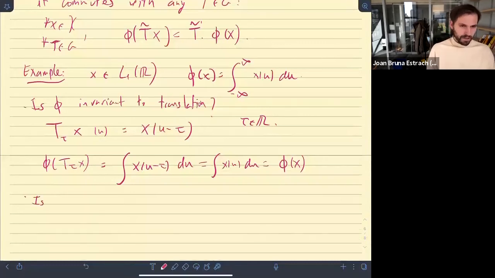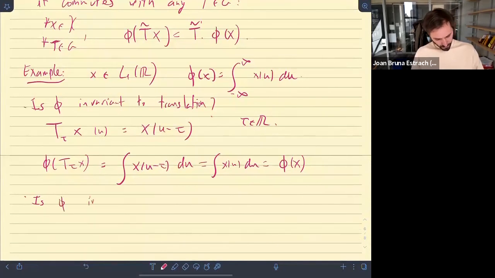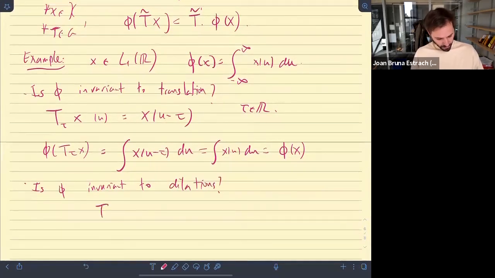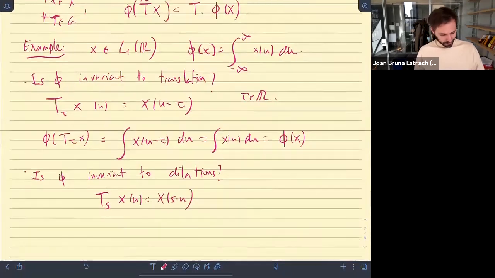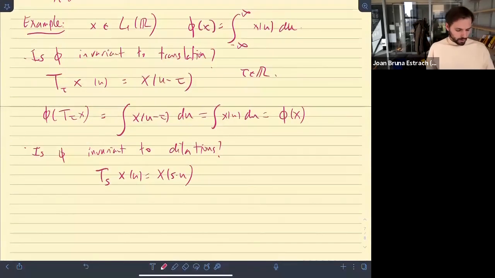Now let me make sure that we understand. Is phi invariant to dilations, which is another group? What is a dilation? It would be T of s of x, of u, which would be x of s times u. So is it true that the representation is invariant to dilation?